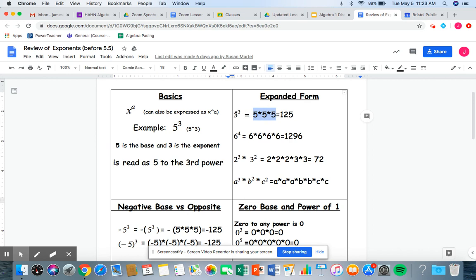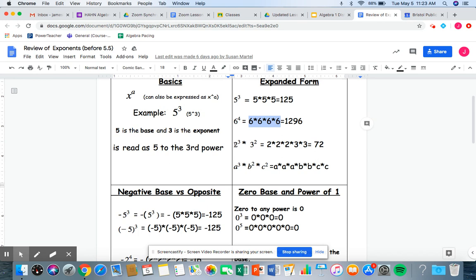5 to the third power. 5 tells you what we're multiplying. 3 tells you how many times. So the answer is 125. 6 to the fourth power is a string of multiplication of 6s 4 times. So 6 times 6 times 6 times 6 is 1,296.